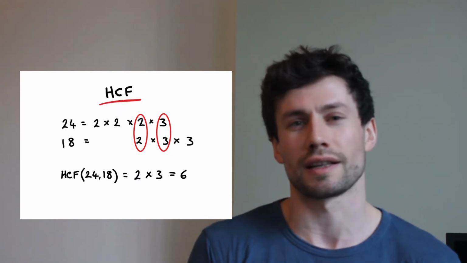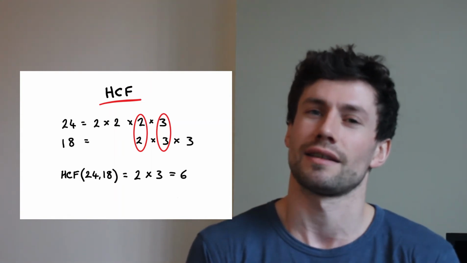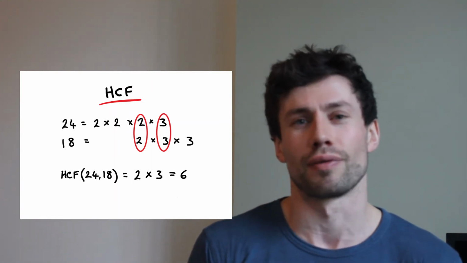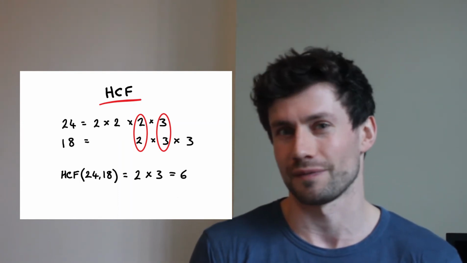So the highest common factor of 18 and 24 is 2 times 3, 6. This is because these are the two primes which are common in the prime factorisation of the two numbers. Now let's talk about lowest common multiple.